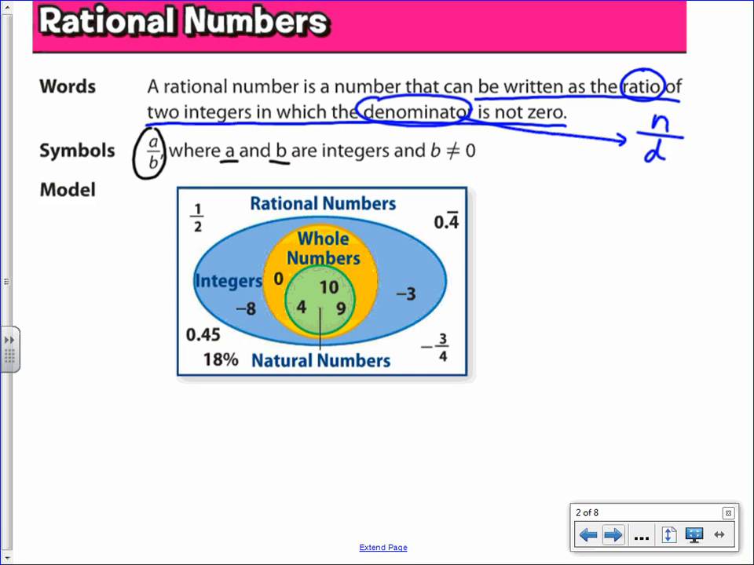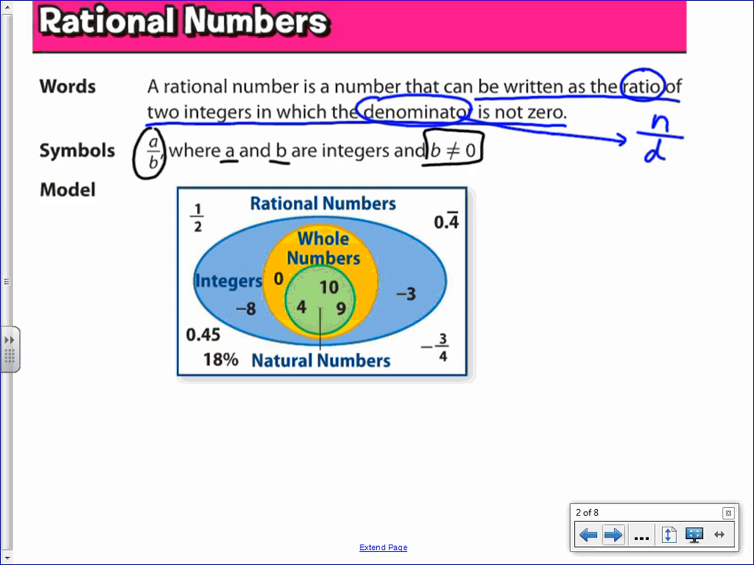Think of your number line hanging in your teacher's room. That number line has positives and negatives, but they're whole numbers. There's no fractions or decimals on there. And then b cannot be equal to zero. B cannot be equal to zero.